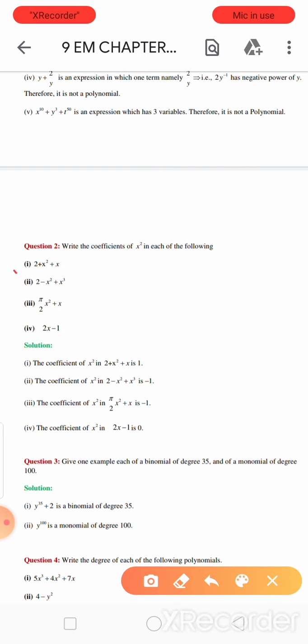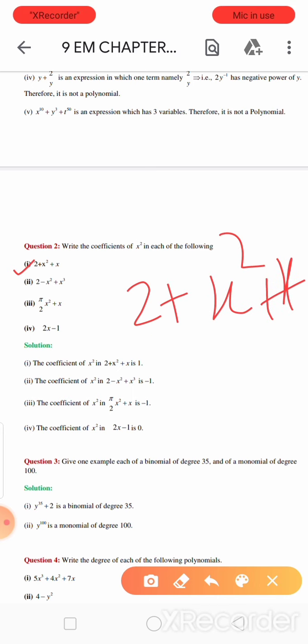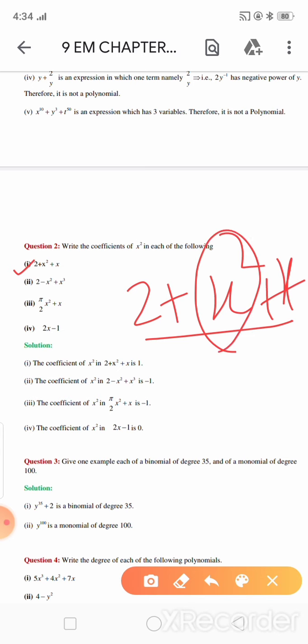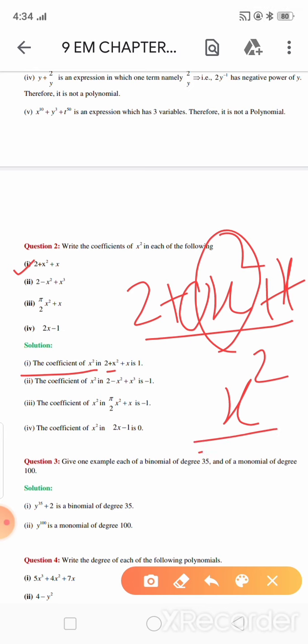So question number 1, the polynomial is 2 plus x square plus x. Here we have to write the coefficient of x square. In this expression, no number is shown with x square, so x square is multiplied by 1, so the coefficient of x square is 1.